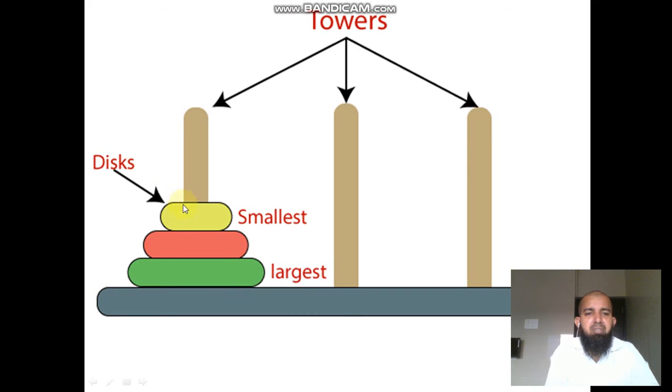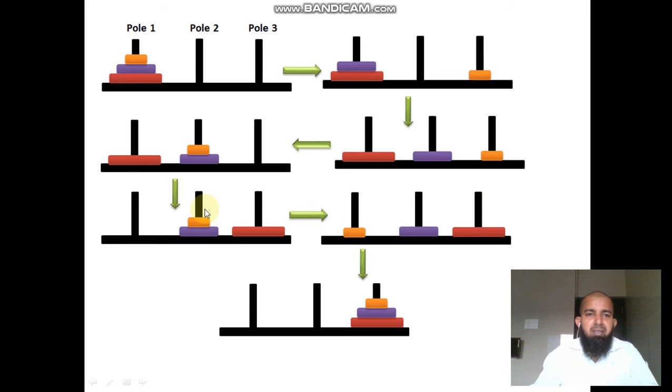Okay, so here three disks are there. This is peg 1, peg 2, peg 3. We say towers also. This is the smallest one, this is the middle one, this is the largest one. Always the largest one you have to place at the bottom, the smallest one at the top. See the steps here. This is peg 1, we also say pole 1.